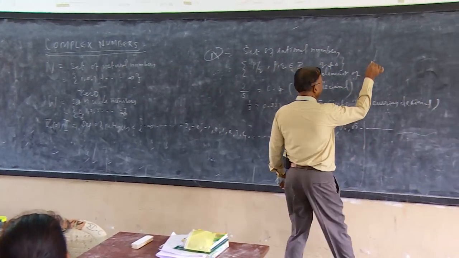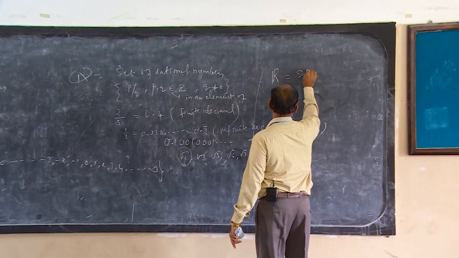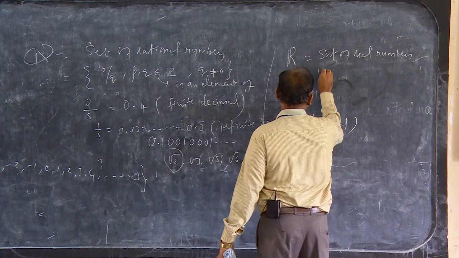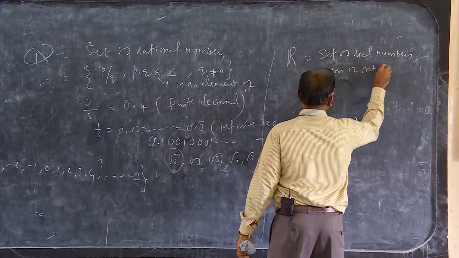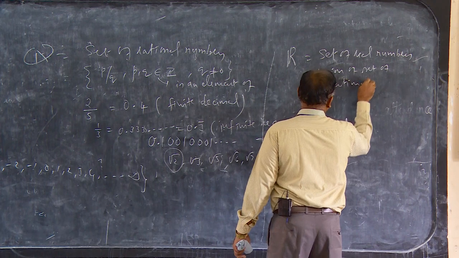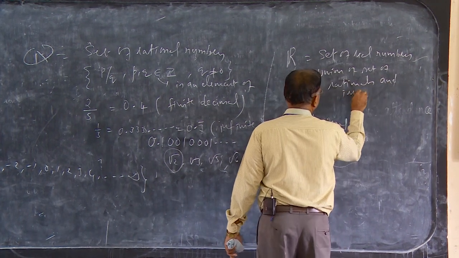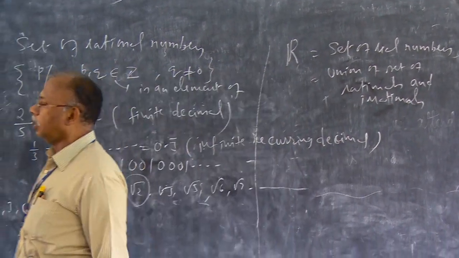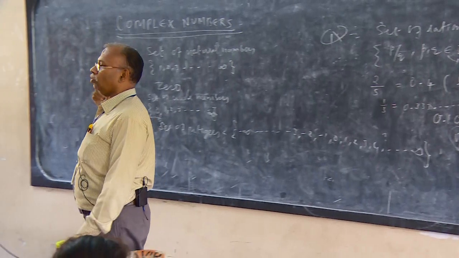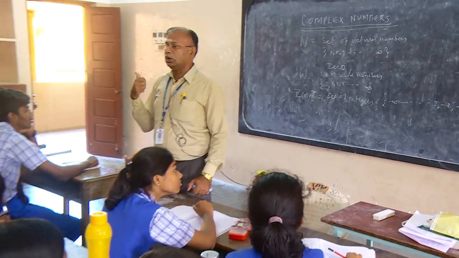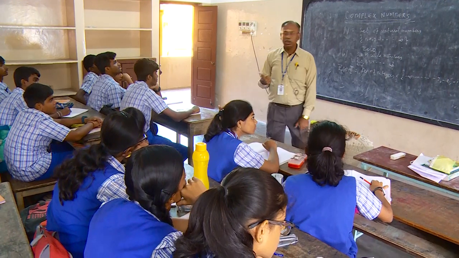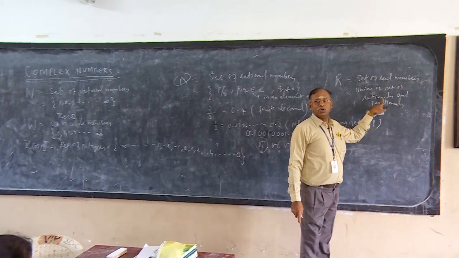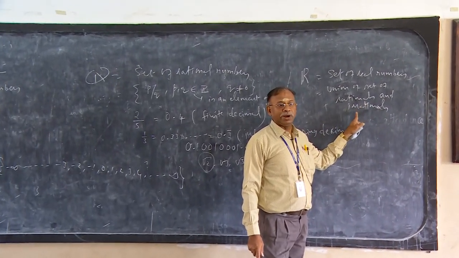Therefore, there was a necessity to introduce R, the set of real numbers, which is the union of the set of rationals and irrationals. If I take these both together, such a set is called the set of real numbers. This is the biggest set you might have seen till your 10th standard. But if you think about the square root of a negative number, there is no provision to represent such numbers in this particular set.